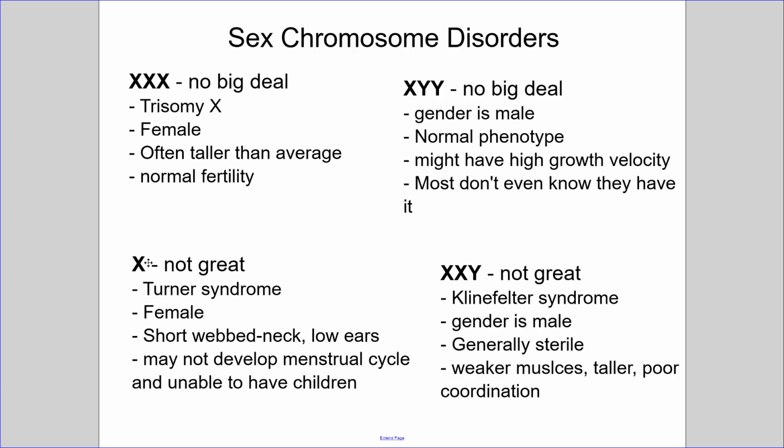If you happen to just get one X chromosome and you didn't get the second one, you would be female, but you would have a short webbed neck. Your ears would be kind of lower on your head, and you may not develop a menstrual cycle, which would mean that you'd be unable to have children. If you got a second X, so XXY, this isn't great either. This is called Klinefelter syndrome. You would be male, but you'd also generally be sterile, meaning you couldn't have kids. You'd have weaker muscles, you'd be tall, you'd have poor coordination, you're just kind of a gangly person.